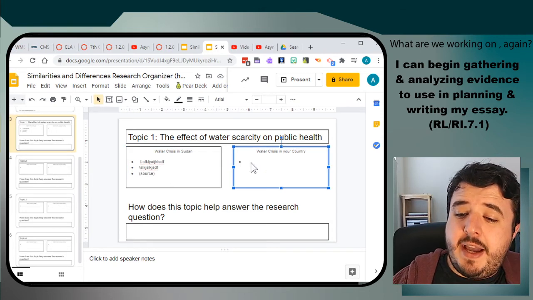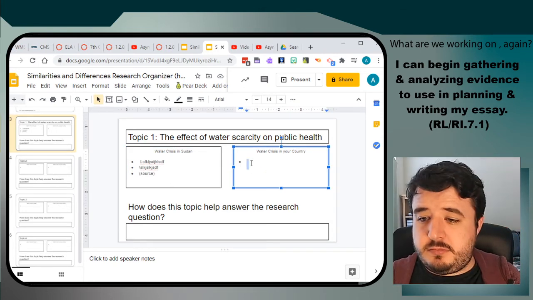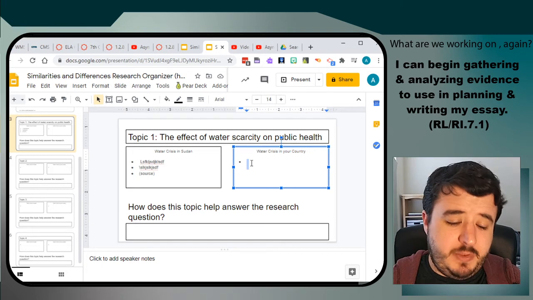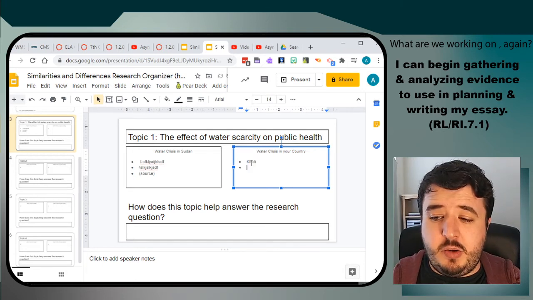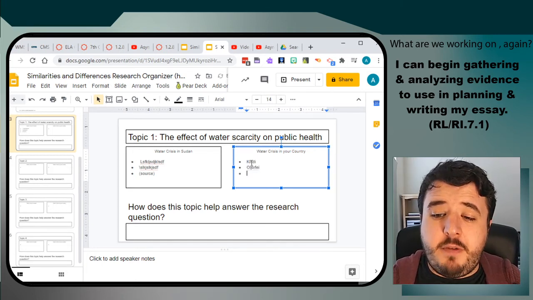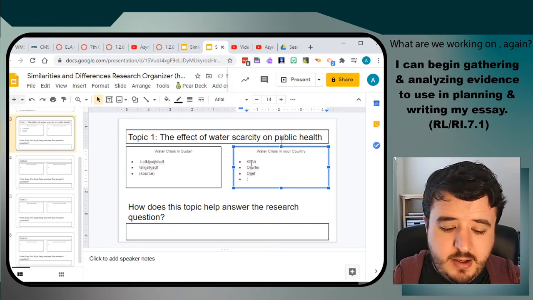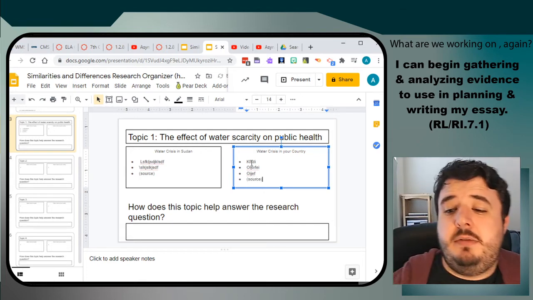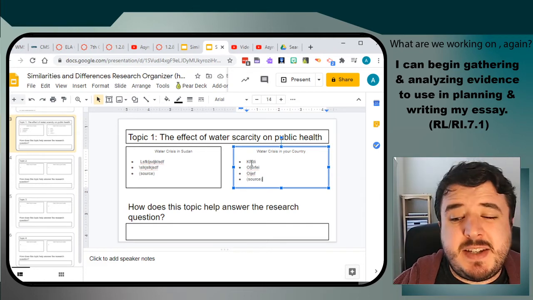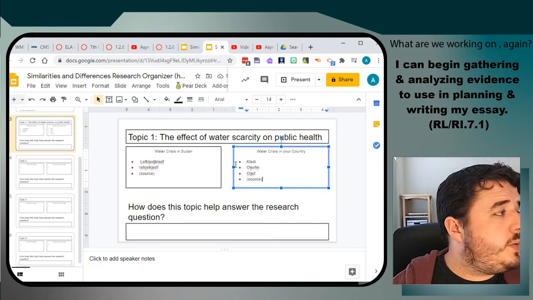And then over on this side, you would tell me how it happened in the country that you were researching, focus on facts and figures, statistics, if you can, that type of thing. This doesn't have to be in complete sentences, but you might want to consider using direct quotes because that would be helpful, probably.